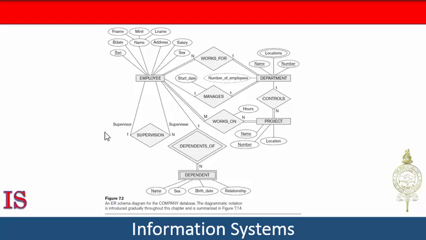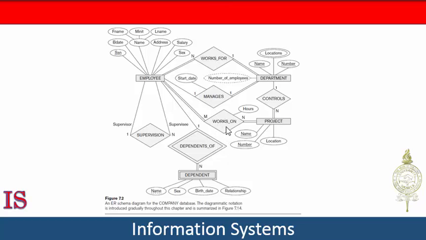The supervision relationship type is a one-to-many relationship type between the employee in the supervisor role and the employee in the supervisee role. Both participations are determined to be partial after users indicate that not every employee is a supervisor and not every employee has a supervisor. A supervisee may have one supervisor. A supervisor may have many supervisees. The president does not have a supervisor.